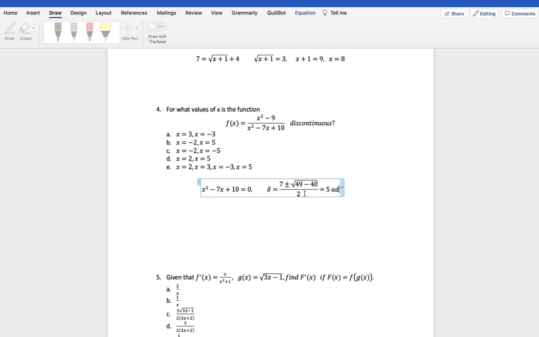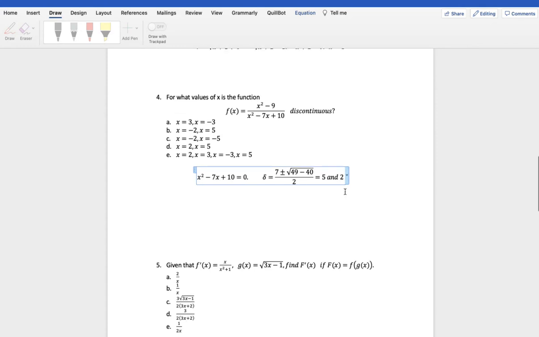And if you look at the negative side, you have 7 minus 3, so that's 4 divided by 2, which is 2, right? So those are the two roots.